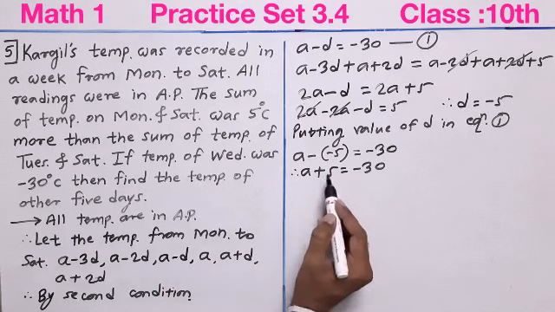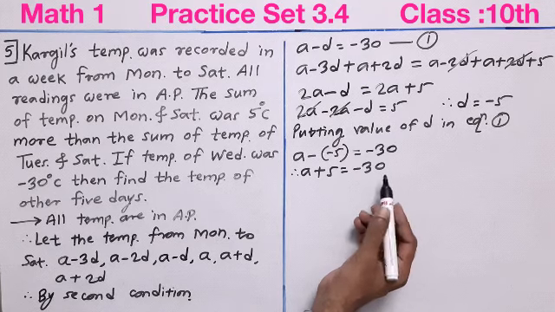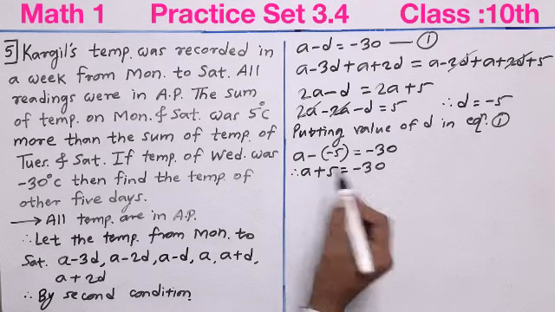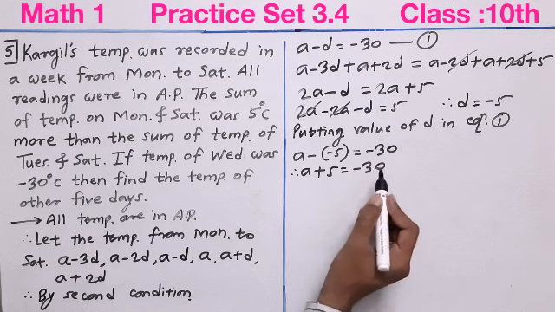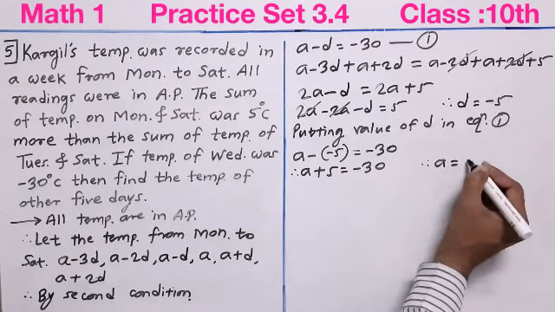If this positive 5 is shifted to the right side, it becomes negative 5. So the next step will be a is equal to minus 30 minus 5. And minus 30 minus 5 becomes negative 35. So the value of a is equal to negative 35.